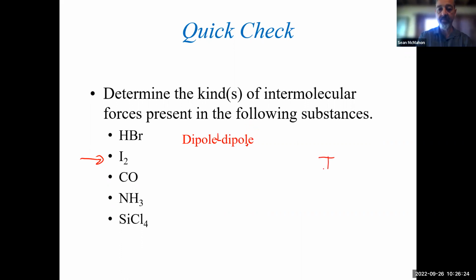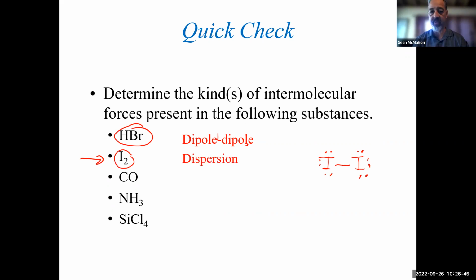What about iodine? This is really an element in a molecular form, because it's one type of atom. So this is a compound, this is an element, but they're still molecular because there's more than one atom. But if I look at iodine, it's symmetrical. So it's London dispersion forces. Carbon monoxide. It is what? Asymmetrical. It's polar. Does it have hydrogen? It doesn't even have hydrogen, so it's dipole-dipole.